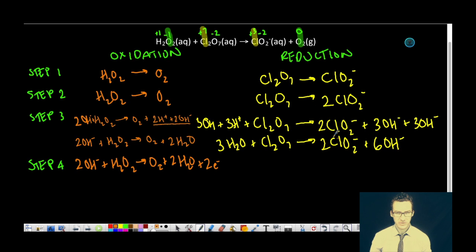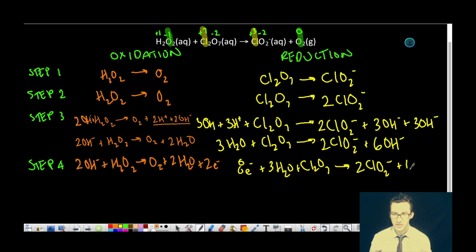And again, that makes sense because we're doing oxidation, we should be losing electrons. As you take a look at the reduction reaction, on the left-hand side, we've got a total charge of 0. On the right-hand side, we've got a charge of 2 negatives here and 6 negatives here for a total charge of -8. So we're going to have to add 8 electrons on the left-hand side. 8 electrons plus 3 H2O plus Cl2O7 forms 2 ClO2 minus plus 6OH minus. So that's step 4.